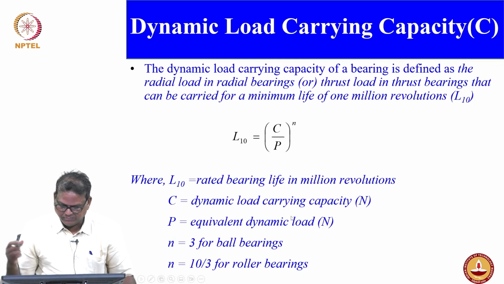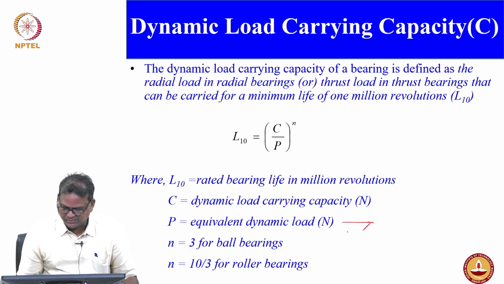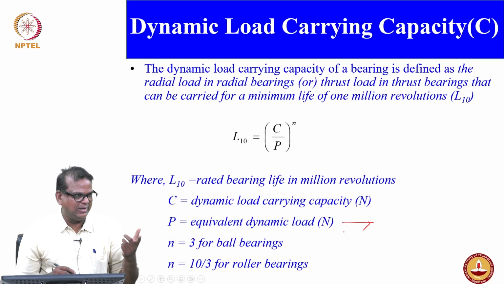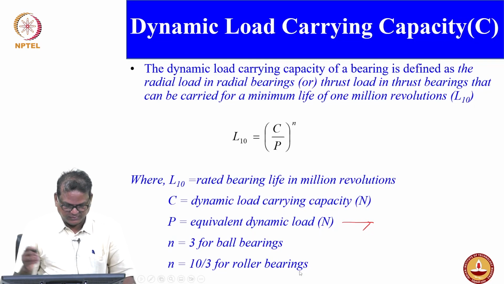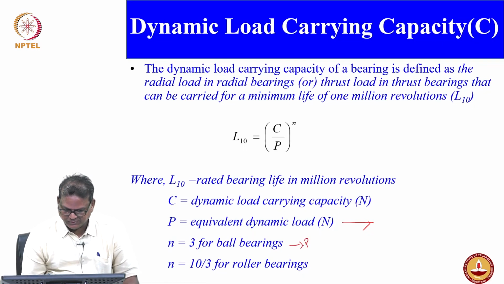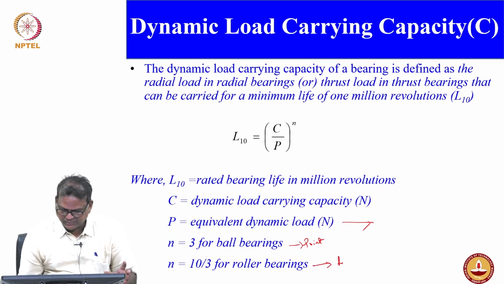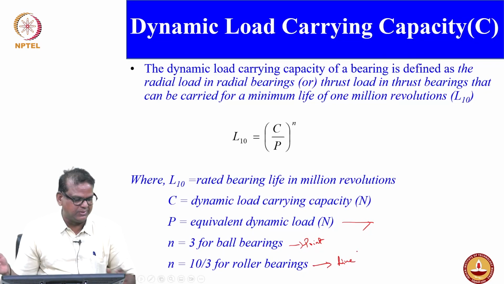When I say equivalent load, it is because the bearing is subjected to two loads, axial load and radial load. The exponent is 3 for ball bearing, 10/3 for roller bearing. Now you know that this is your point contact, so obviously you can have a certain load, whereas you can go for higher load when you have a line contact. This is what you can see.